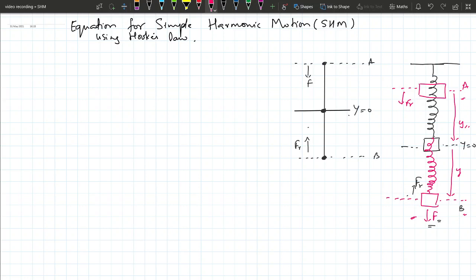So I have a mass. You can take this diagram or this diagram for the explanation. Here let us assume that I have a mass which is executing a simple harmonic motion. So this is the mass M which is executing a simple harmonic motion.